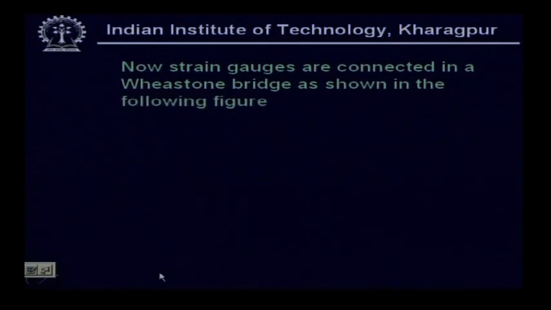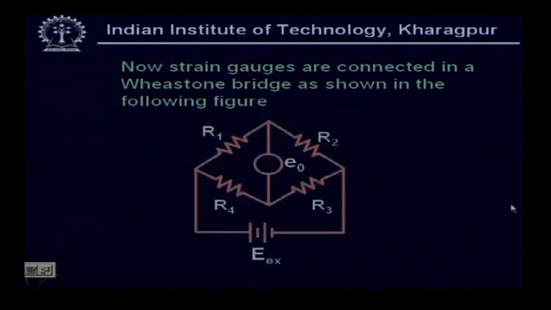Now, the strain gauges are connected in a Wheatstone bridge as shown in the following figure. All the strain gauges we have are connected in this Wheatstone bridge, and this connection is very important. A very common question in the case of the link type load cell is: what will happen if you interchange R2 and R3?